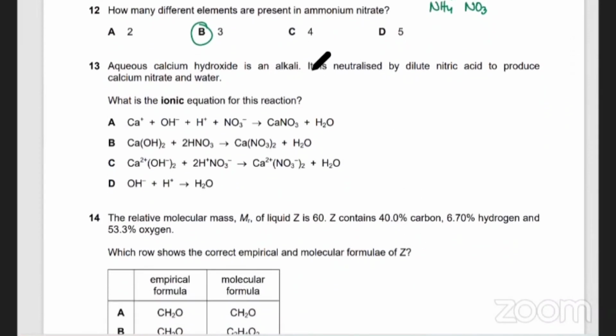Aqueous calcium hydroxide is an alkali. Yeah, it is neutralized by dilute nitric acid to produce calcium nitrate and water. So what is your ionic equation? Okay. So the direct answer is D.